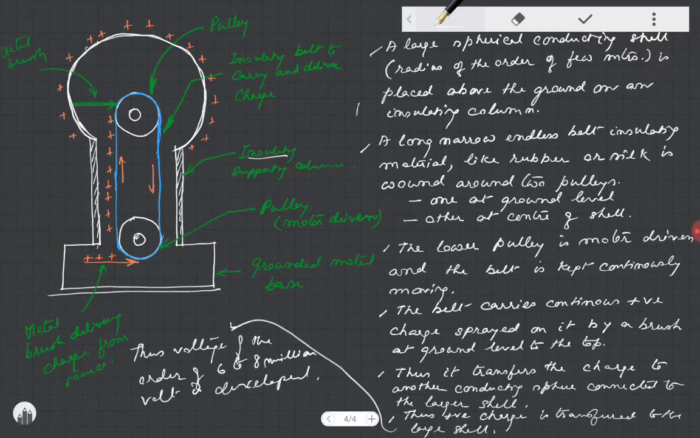So the belt carries the continuous positive charge sprayed on it by a brush at ground level. At the top, it transfers the charge to another conducting sphere connected to the larger shell, which is the top sphere. Thus positive charge is transferred to the large shell continuously, and voltage continues to build up over there. The voltage is of the order of 6 to 8 million volts. The total thing is grounded. Over here there is a metal base. So this is how it is constructed.